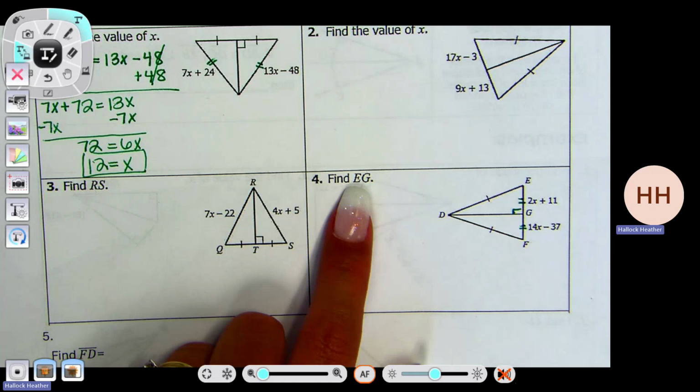So set them equal to each other. Solve for x. Plug it back in. We solving 2 and 3 later? No, we're skipping them for now. Don't scribble them out.